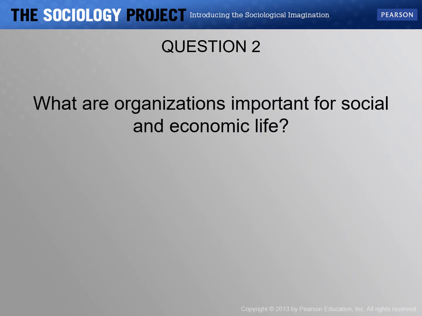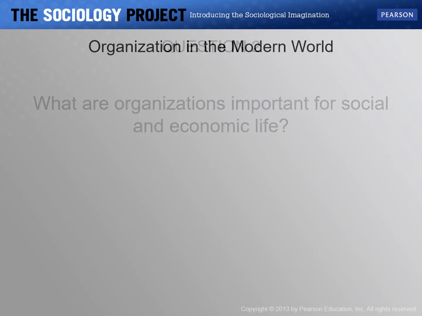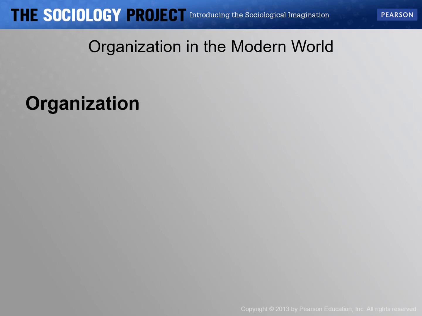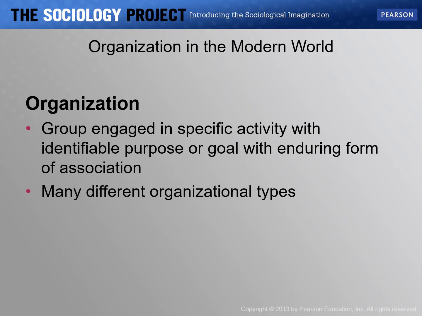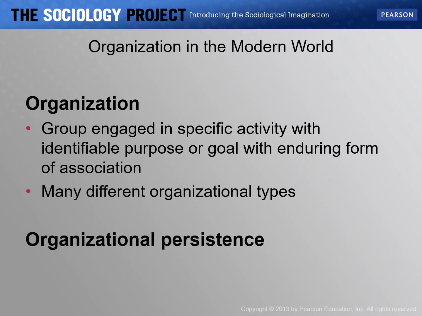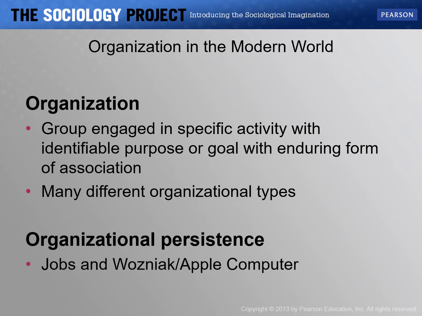Question two is, why are organizations important for social and economic life? Organizations in the modern world include groups engaged in specific activities with identifiable purposes or goals that endure with an enduring form of association. So like the fuel system to run your car, or the food system to get your food. There's many organizational types. They're not all the same, but organizational persistence is there. Jobs and Wozniak at Apple is a good example of how pervasive and persistent that industry is.